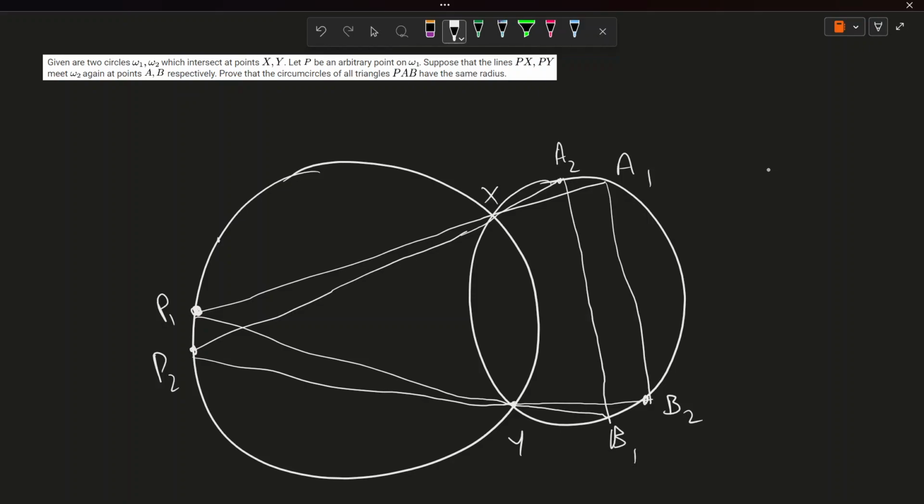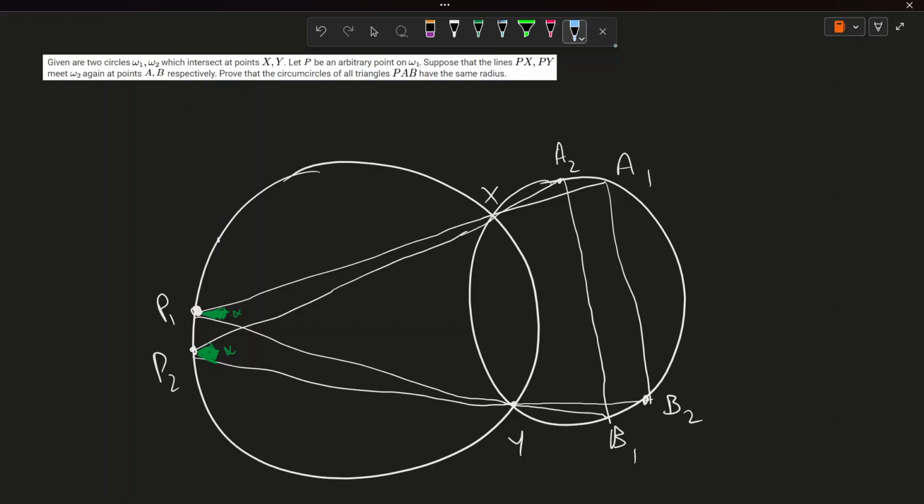So I've already drawn the diagram. So first thing to notice is that angle XP1Y, which is this angle, let me denote by another color, is equal to this angle XP2Y. Let's denote by alpha. This is because XY segment subtends equal angle on any point of the circle. So these two angles are same.